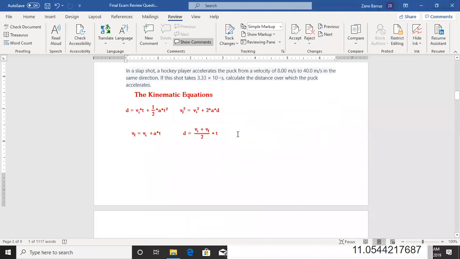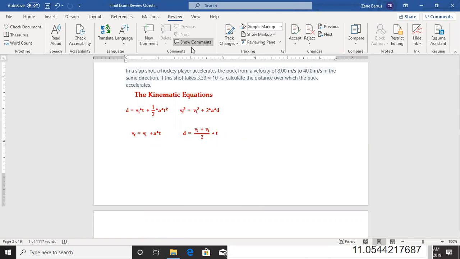All right. So you'll notice in this problem, I've provided you with 4 different equations. You're not going to have to use all 4 of them, but I just wanted to show you all the kinematic equations we learned so you can see how we go about selecting which one we need to use. So the problem states that in a slap shot, a hockey player accelerates the puck from a velocity of 8 to 40 meters per second in the same direction. If this shot takes 3.33 times 10 to the minus seconds, calculate the distance over which the puck accelerates.